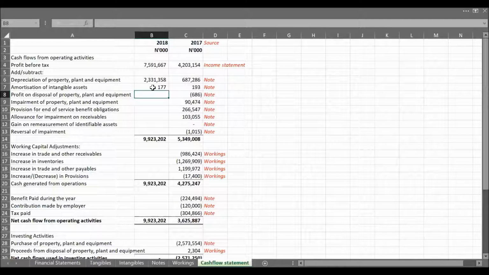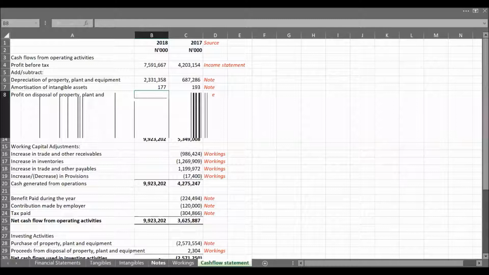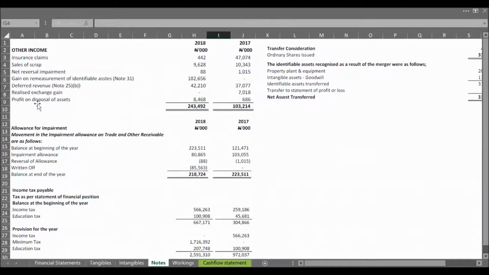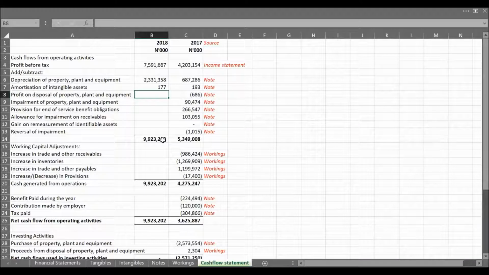Profits on disposal is usually found in other income for the entity, so it's not a major income line. It's recorded as part of other income, so we can find it from the notes. We'll come to the notes on other income, and I can see profit on disposal of assets, which is 8468. So I'll type 84.